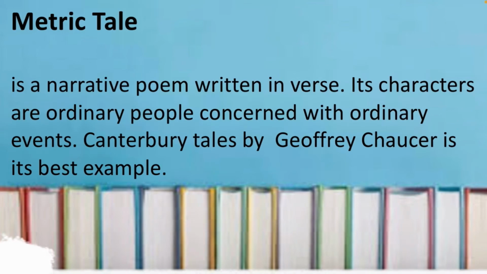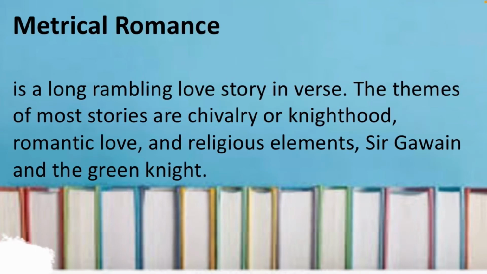Next is metric tale. It is a narrative poem written in verse. Its characters are ordinary people concerned with ordinary events. Canterbury Tales by Geoffrey Chaucer is its best example. Next, we have metrical romance. It is a long rambling love story in verse. The themes of most stories are chivalry or knighthood, romantic love, and religious elements. Sir Gawain and the Green Knight.